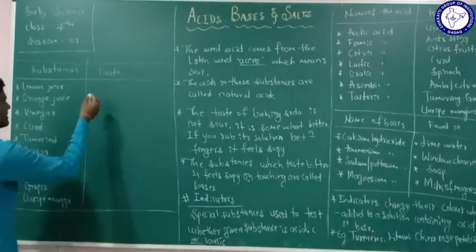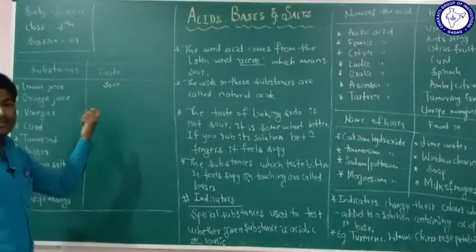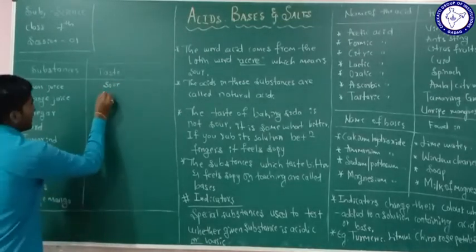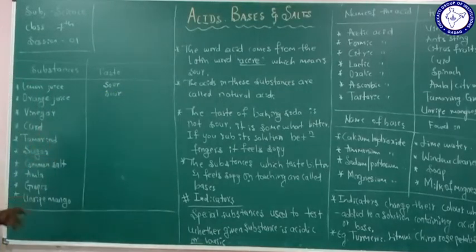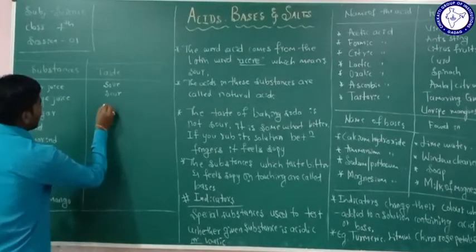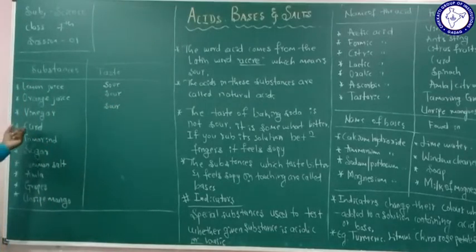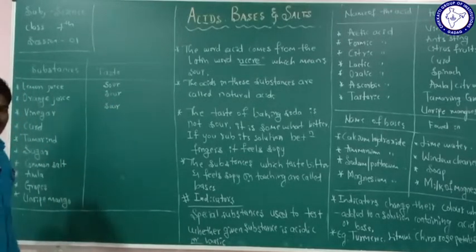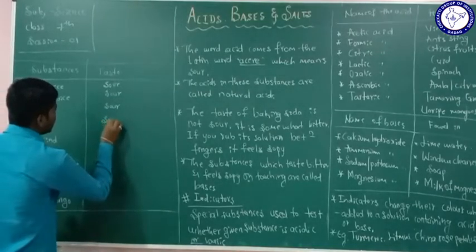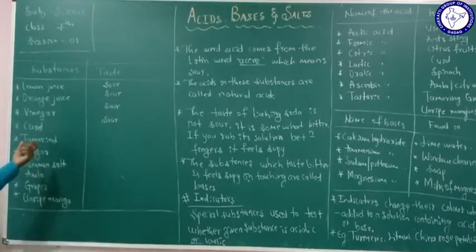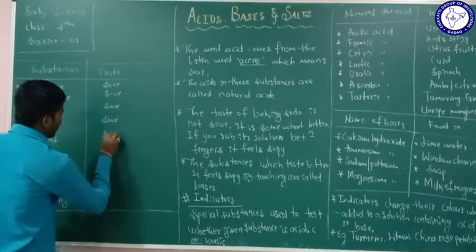Yes, the taste of the lemon juice is sour, isn't it? Then orange juice, the taste of the orange juice is also sour. And vinegar, the taste of the vinegar is also sour. Again, I am considering curd. What is the taste of the curd? The curd also tastes sour. Next, what is the taste of the tamarind? Yes, the taste of the tamarind is also sour.